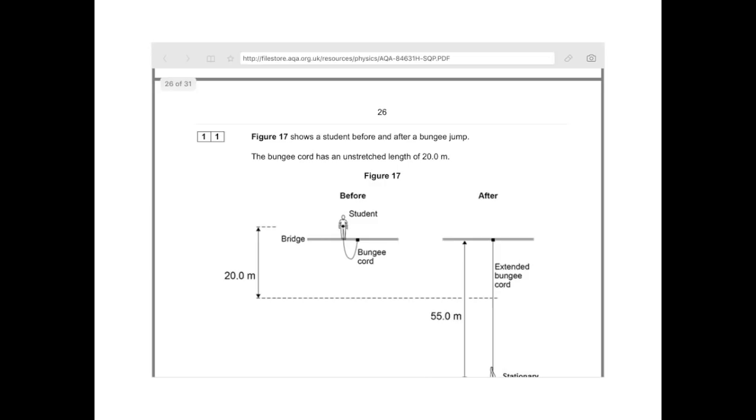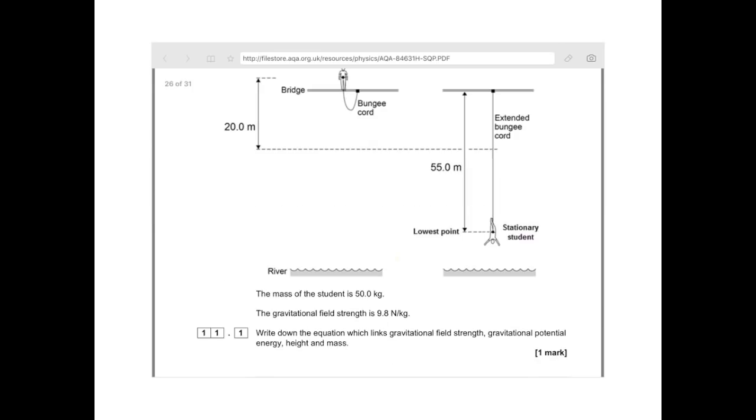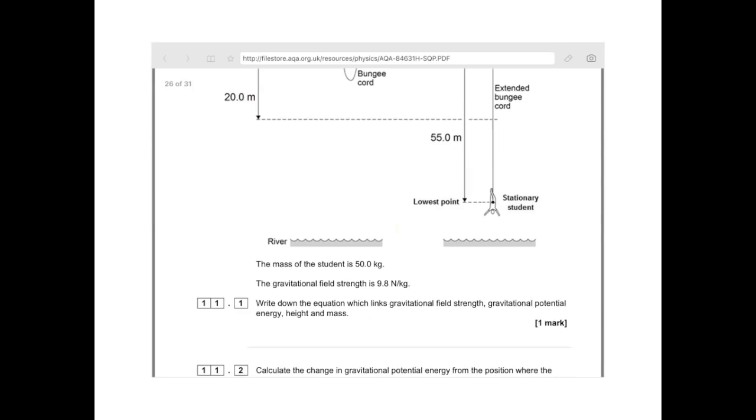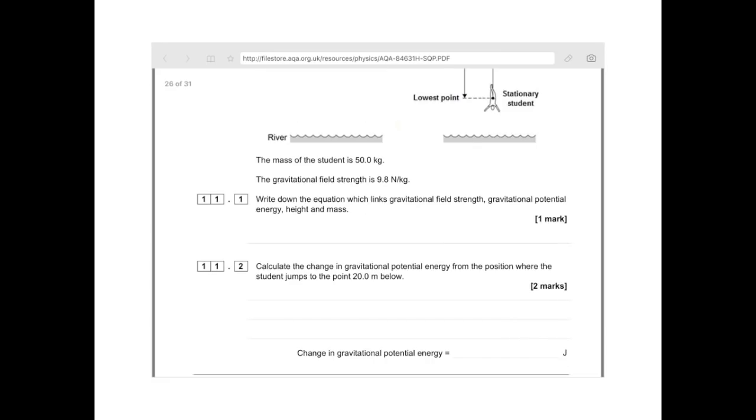Figure 17 shows the student before and after a bungee jump. The bungee cord has an unstretched length of 20 meters. The mass of the student is 50 kilograms. The gravitational field strength is 9.8. Write down the equation linking gravitational field strength, GPE, height and mass. So this is your equation, GPE, so gravitational potential energy equals mass times gravitational field strength times height.